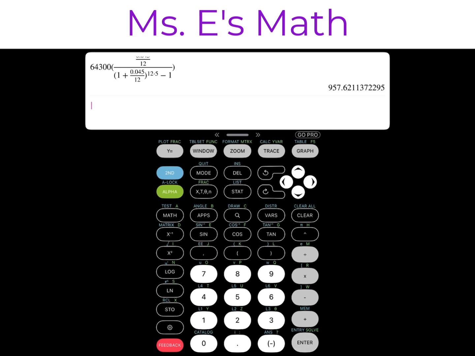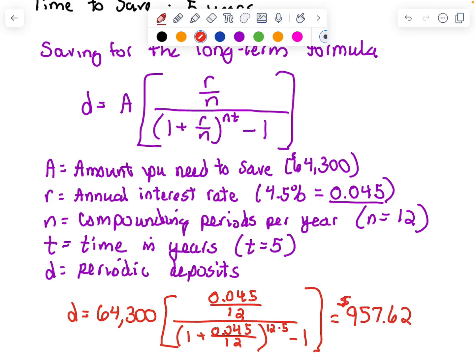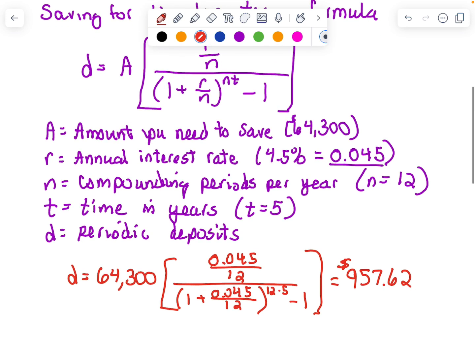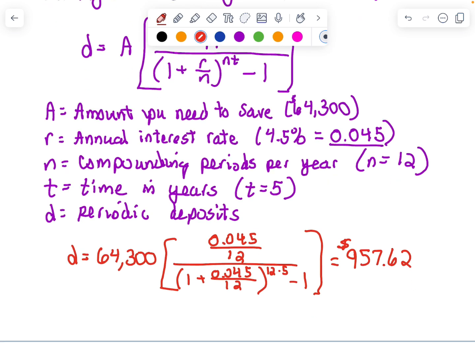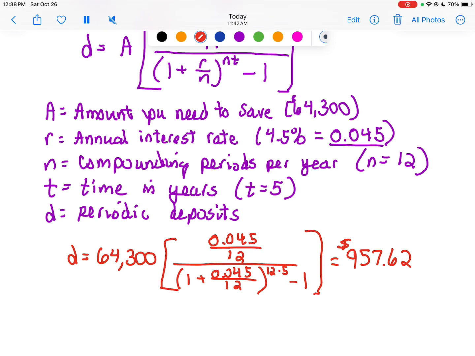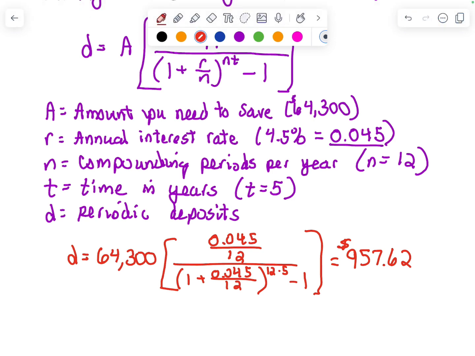So if I can put $957.62 or $958 every month into this account for the next 5 years, I will have over $64,000 saved up. So I will have 20% of my down payment saved up. Now that's very convenient and nice to do. What's the cool thing about this formula is that you can now play with it and change things based on whatever situation that you need.